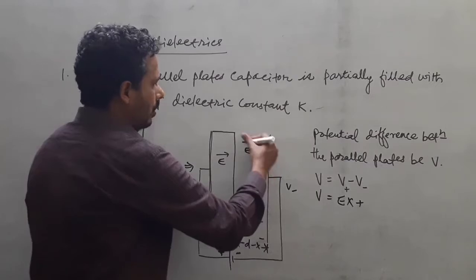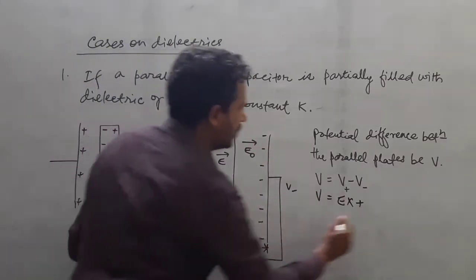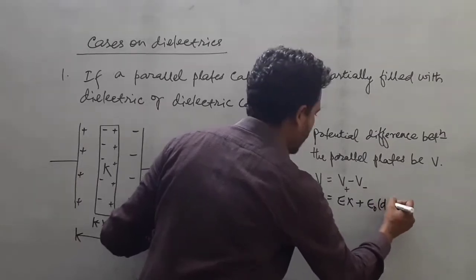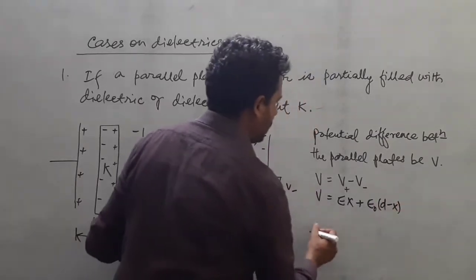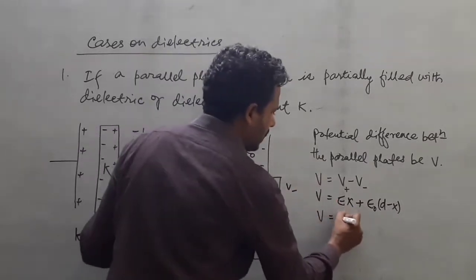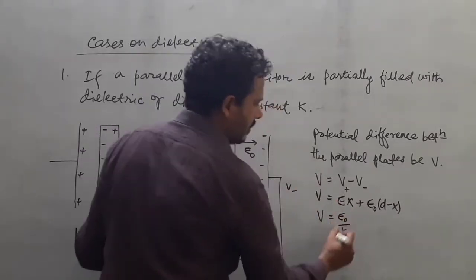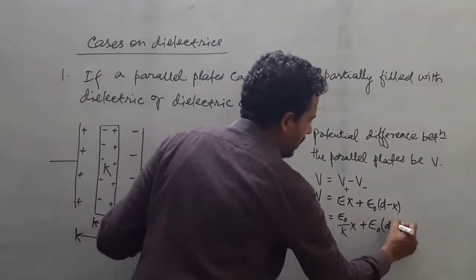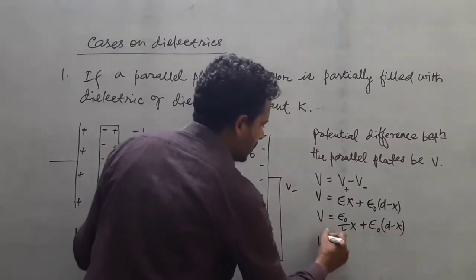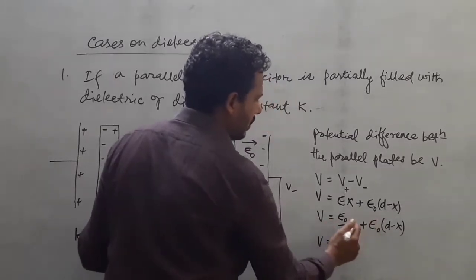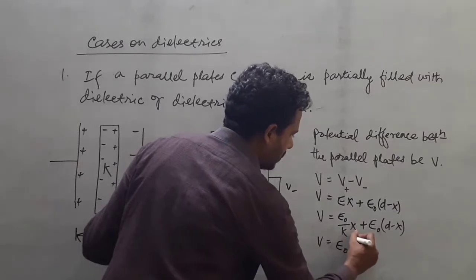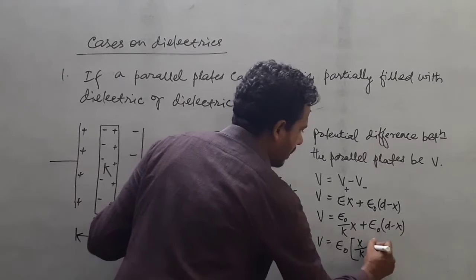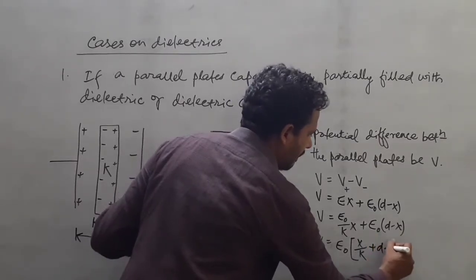So this E naught and the separation: this one is E naught times D minus X. Using the previous concept, E naught by K, the dielectric constant, times X, plus E naught times D minus X. By using this, in both of the factors E naught is common, so you take it outside. So how much is there? X by K plus D minus X.